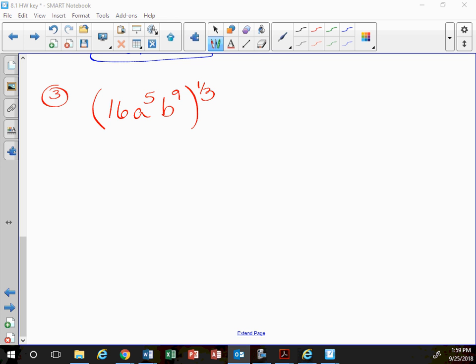What does the 1/3 mean? Cube root. Okay. You have to simplify a cube root.